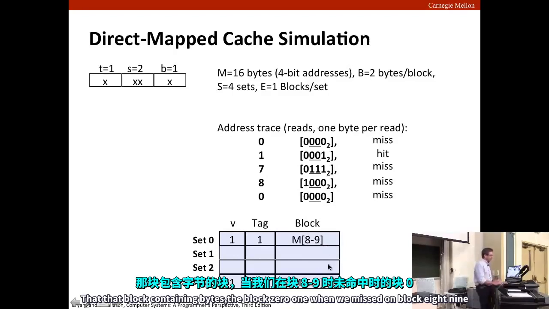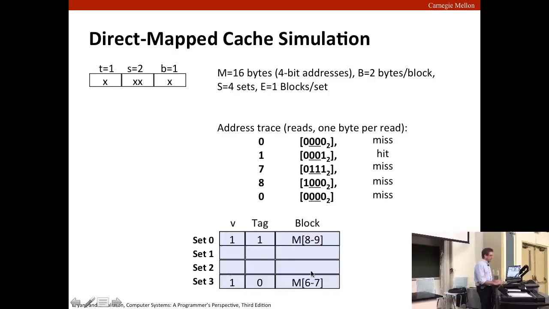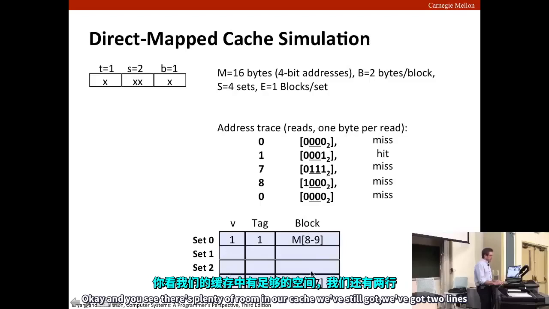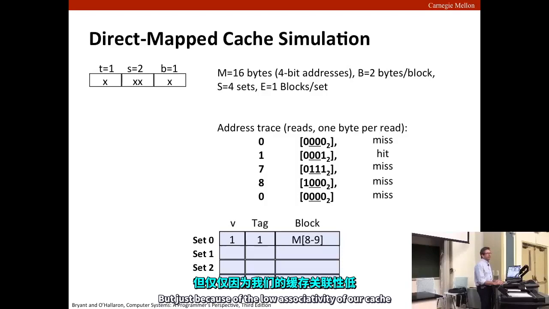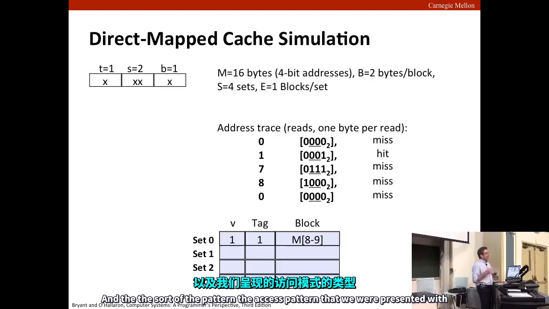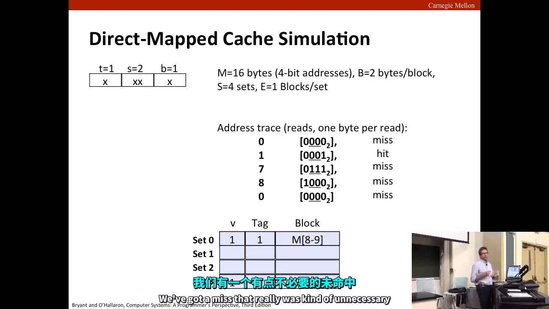when we missed on block 8, 9. And you see there's plenty of room in our cache. We've got two lines that we haven't even accessed. So our cache is plenty big, but just because of the low associativity of our cache and the access pattern that we were presented with, we've got a miss that really was kind of unnecessary.